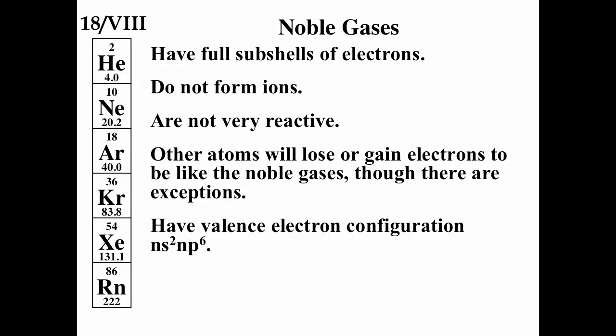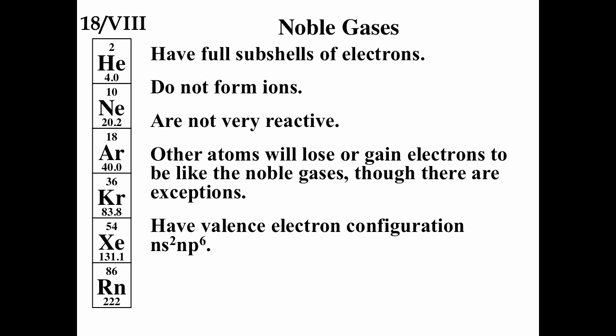Now the noble gases have full subshells, so they're extra stable. They're not very reactive at all. There are a couple of known compounds with xenon, a couple with krypton, and one or two with argon. There are no known compounds with neon or helium. They're very non-reactive. And so they have valence electron configuration of ns2 np6, except for helium, which is just 1s2.